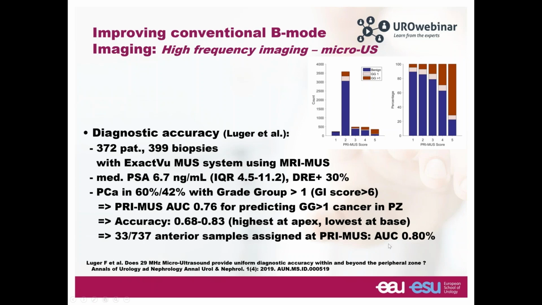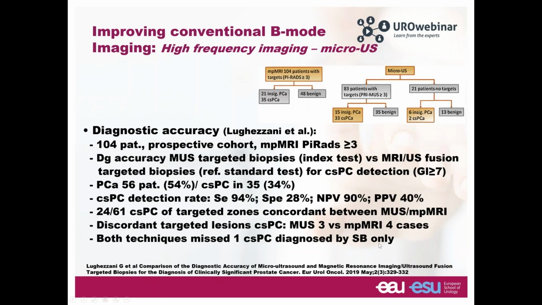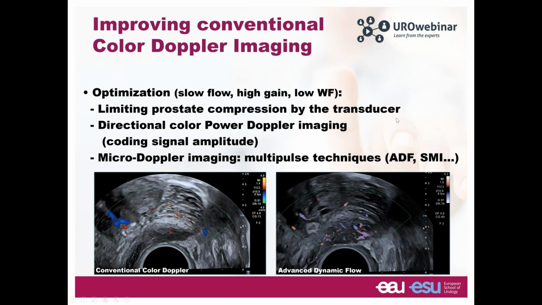You see improvement in accuracy as well as in guiding prostate biopsy. And this works surprisingly even in the anterior lesion. You see the cancer, clinically significant prostate cancer detection rates that are really, really high in terms of sensitivity, but of course, specificity is going down. So this technique is very exciting and probably part of the future.